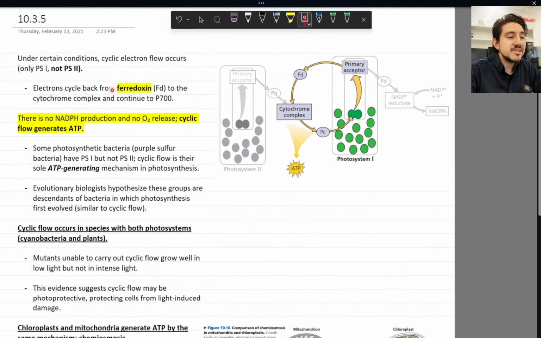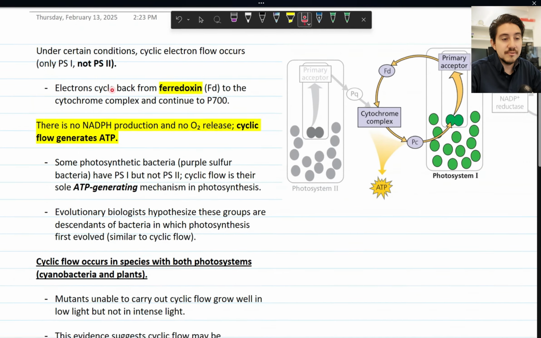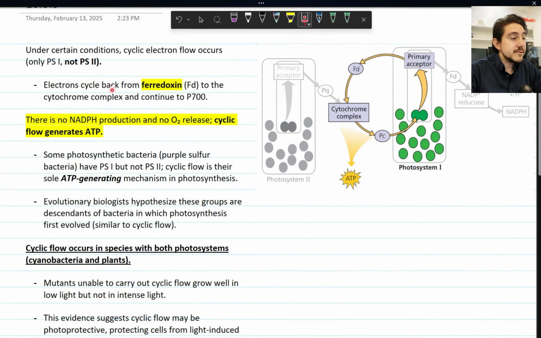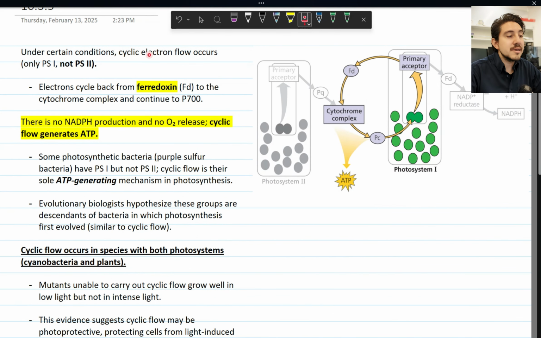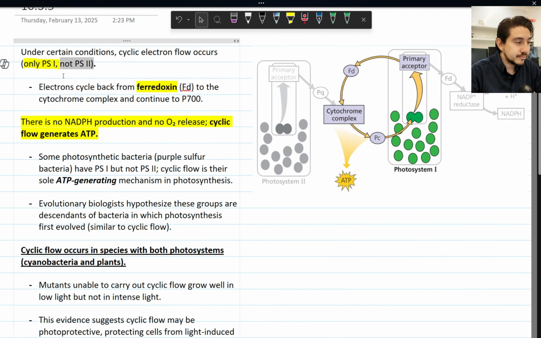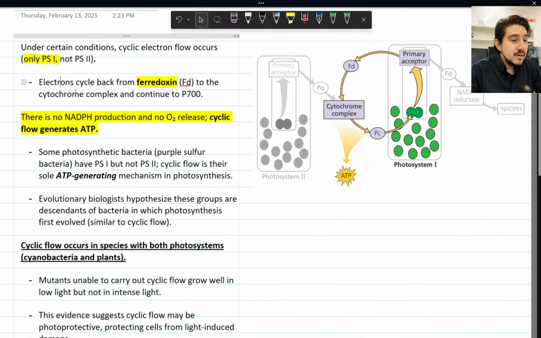All right, then you have your cyclical flow of electrons. Okay, so under certain conditions, cyclic electron flow occurs, and this is only PS1, so only in the first electron chain. And I'm actually going to highlight that it occurs in photosystem 1 rather than photosystem 2. Okay, this does not occur in photosystem 2, only photosystem 1.